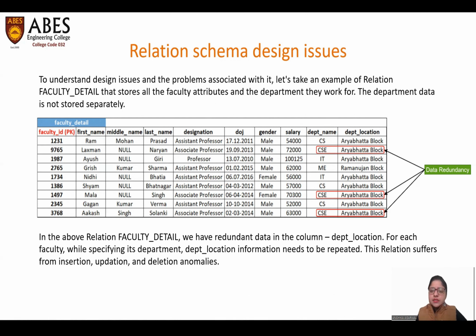It is a small database, but if we have a database of 1,000 faculties, then this information will be repeating how many times? 1,000 times. It will waste our memory also, and this relation will suffer from insertion, deletion, and updation anomaly also. Now, what are insertion, deletion, and updation anomalies? Let us check one by one.